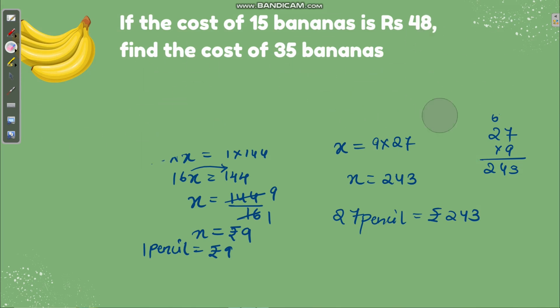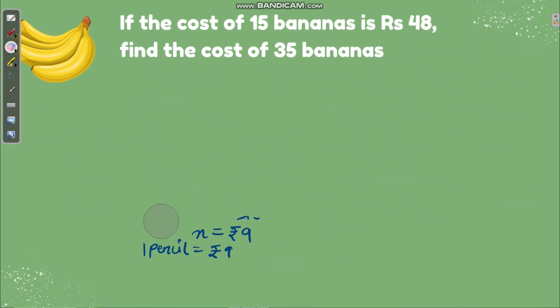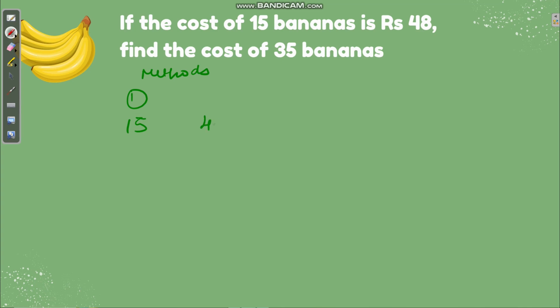If the cost of 15 bananas is rupees 48, find the cost of 35 bananas. From here you have two methods to solve. I'll show both the methods. The first method is to find the cost of one banana. What they have given is 15 bananas, they cost rupees 48. I'll write 15, they cost 48. Let's find for one. We don't know right now, so it's x.